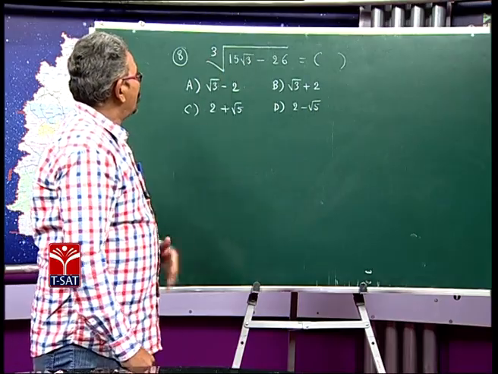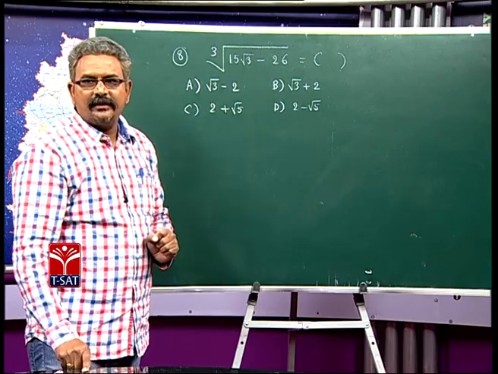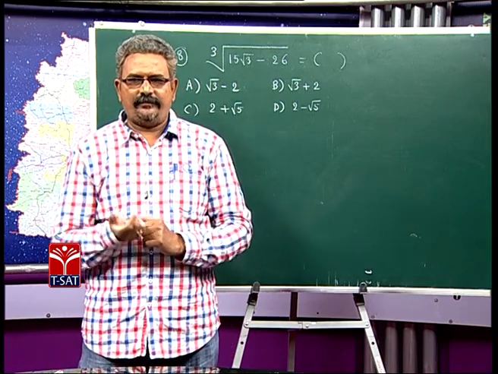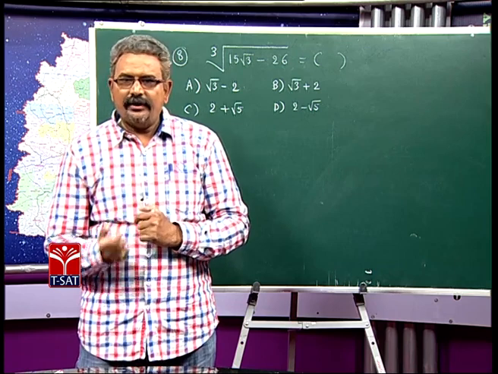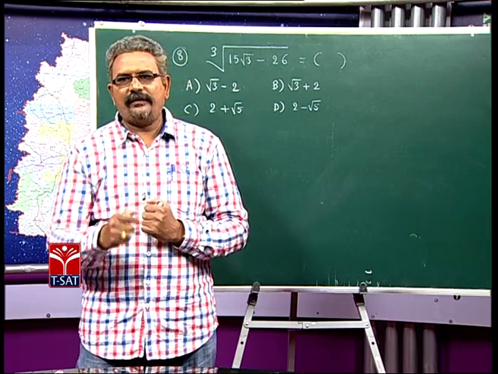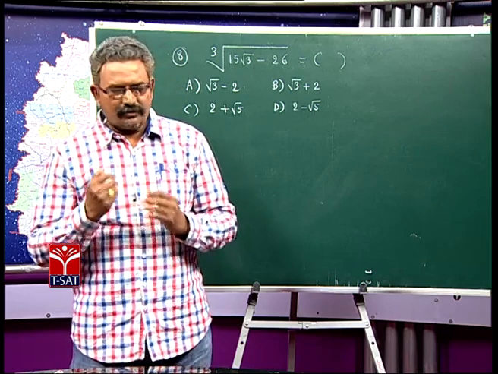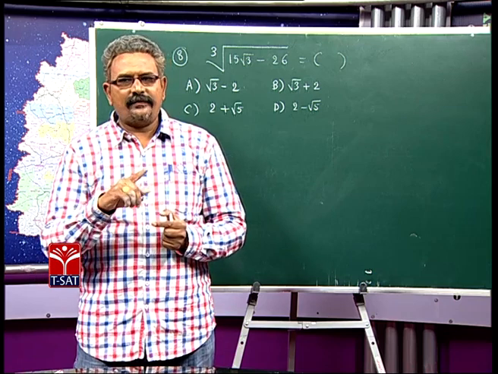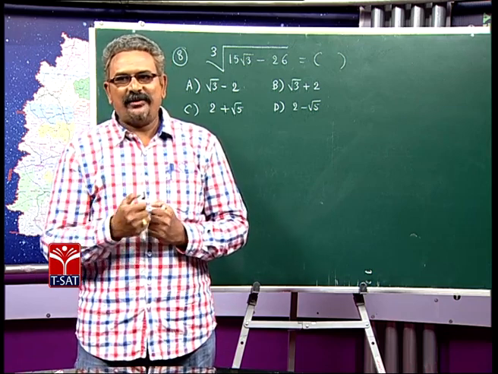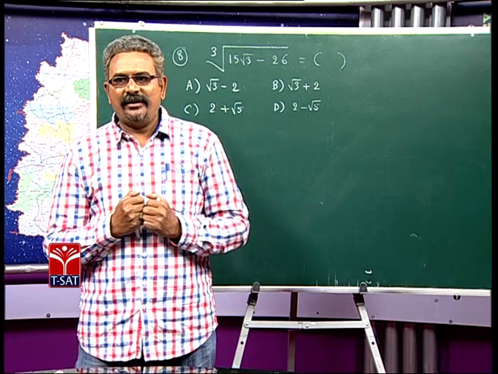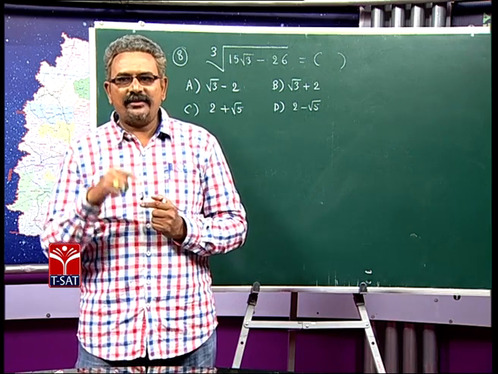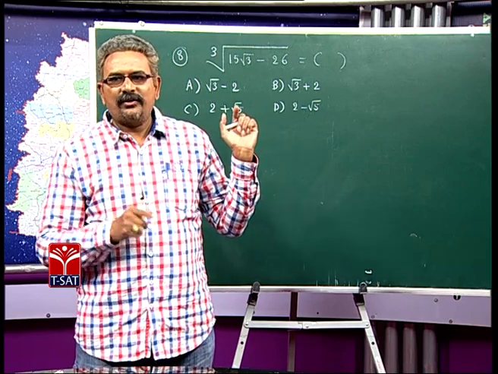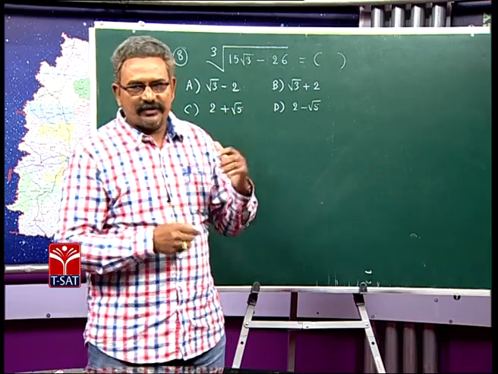Though we are asked cube root of 15 root 3 minus 26, first let us find out cube root of 26 minus 15 root 3. After that, easily we can find out cube root of 15 root 3 minus 26. So first of all, let us find out the cube root of 26 minus 15 root 3. This problem already we have done in the previous problem. 26 minus 15 root 3 is 1 minus root 3 whole cube. So now you can expect this answer also. That will be root 3 minus 1 whole cube. Okay, let us do it first of all.